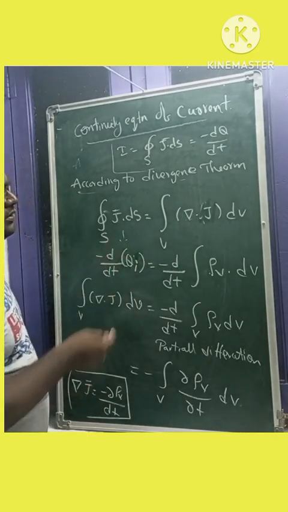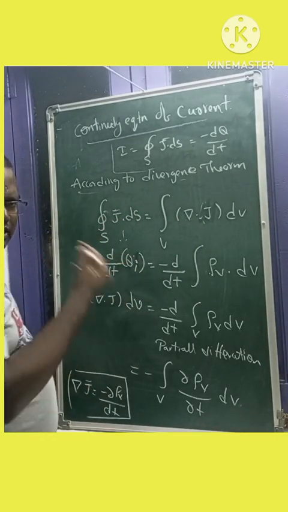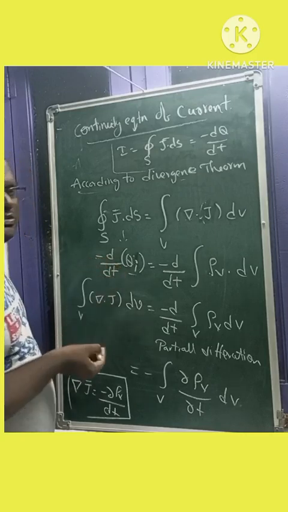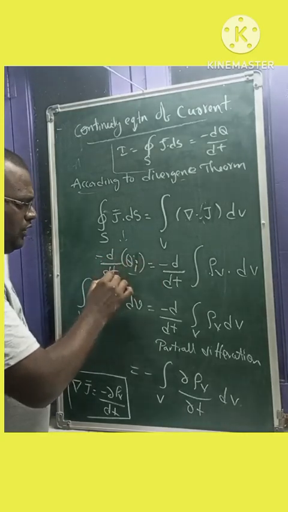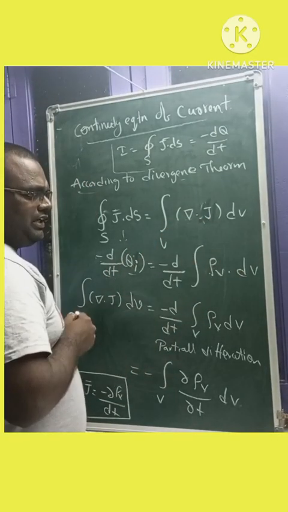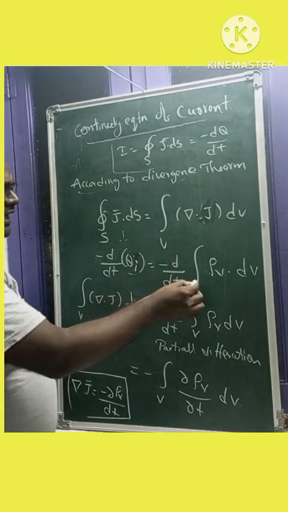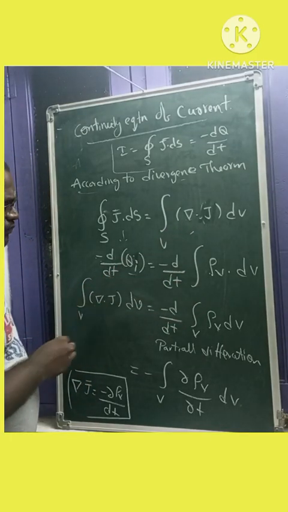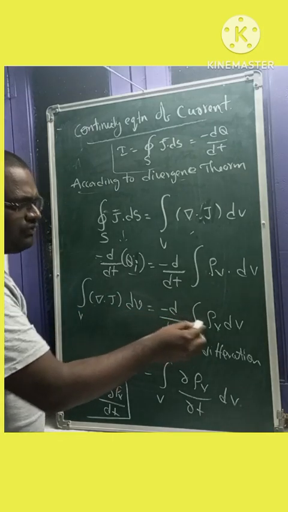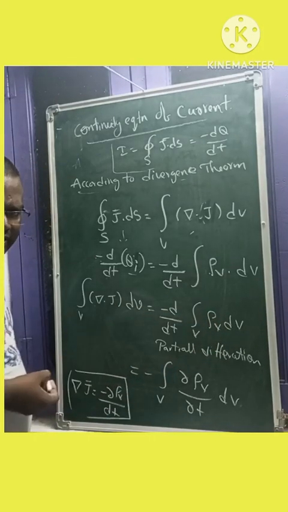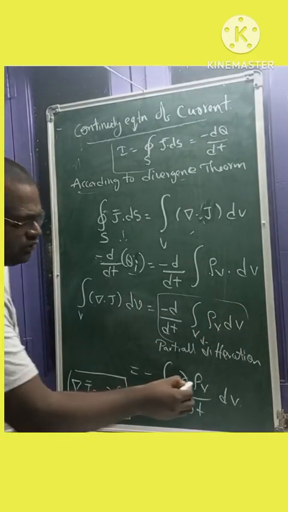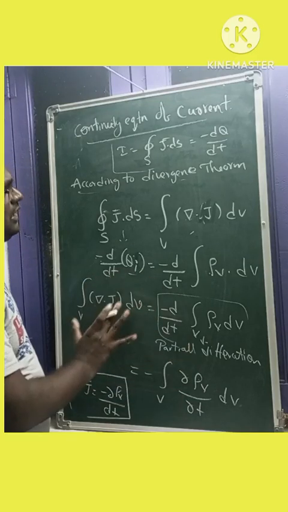By the law of conservation, the charge inside Q is taken with a negative sign, minus dQ by dt. In terms of volume charge density, Q is the integral of rho v dv. So applying the divergence theorem, the volume integral of divergence of J equals minus d by dt of the integral of rho v dv. Taking the partial differentiation, we get the partial of rho v with respect to t, times dv.